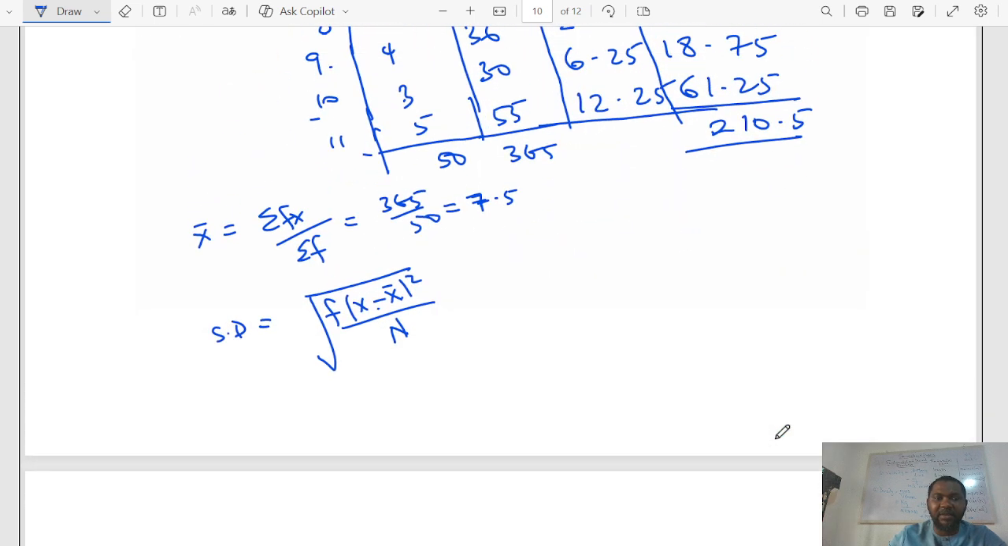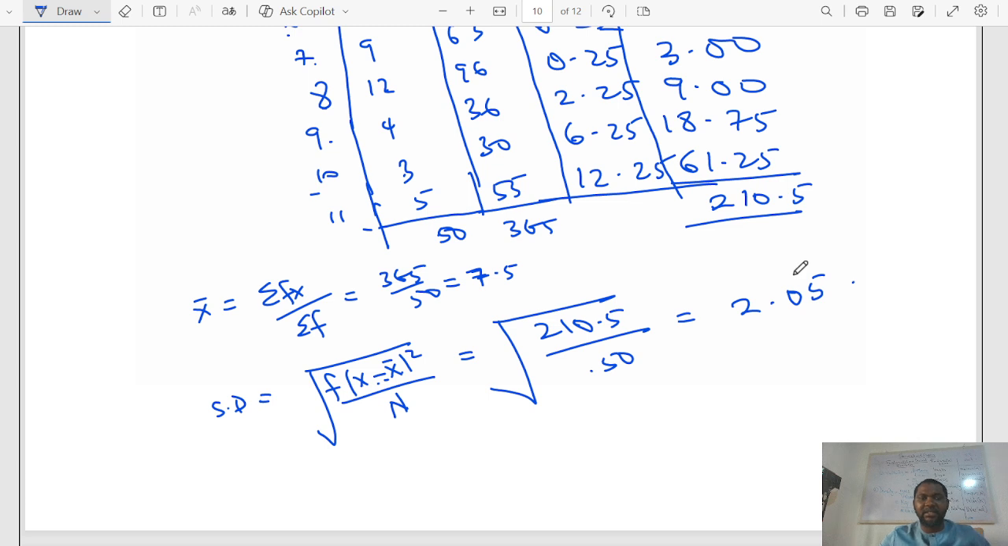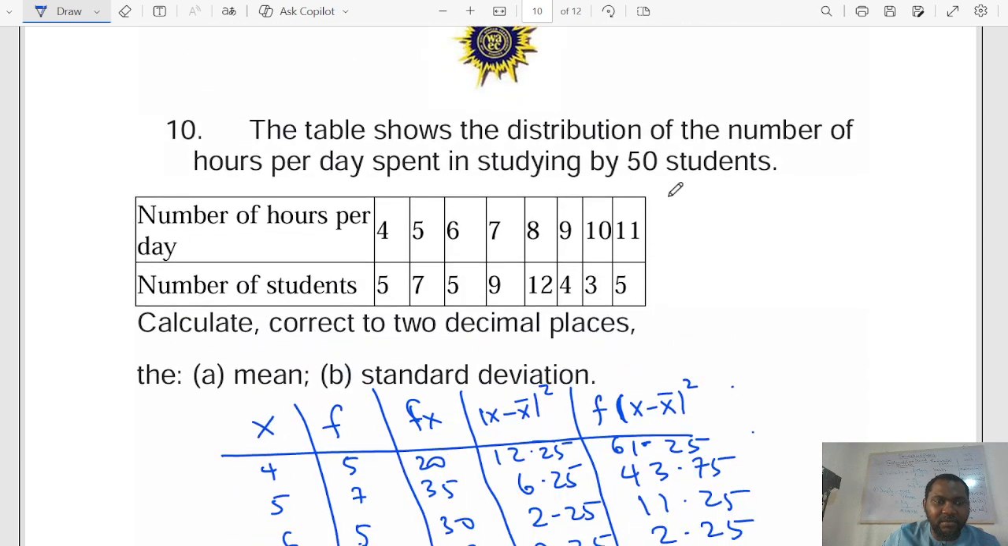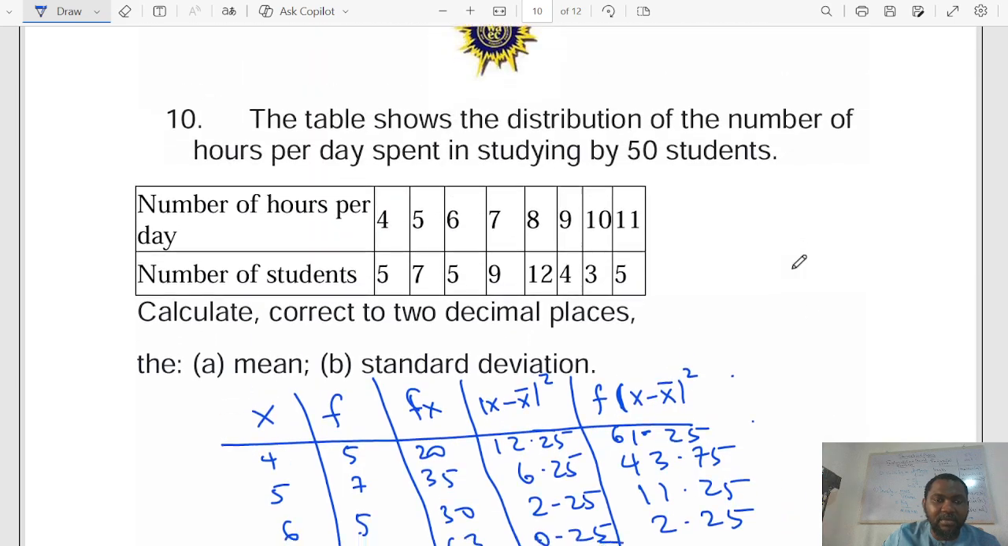So the standard deviation now is going to be equal to the square root of this, which we just calculated as 210.5, divided by the total number, which is 50. The total f, this also means summation of f, which is 50. So if we like, we can do all together: 210.5 divided by 50 and the square root, everything is giving us 2.05. So that is the answer for the standard deviation. Correct to 2 decimal places, this is already in 2 decimal places, so that is correct.